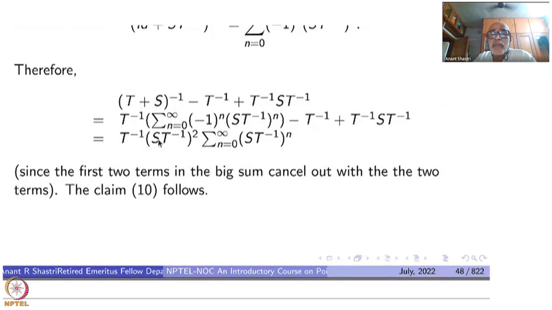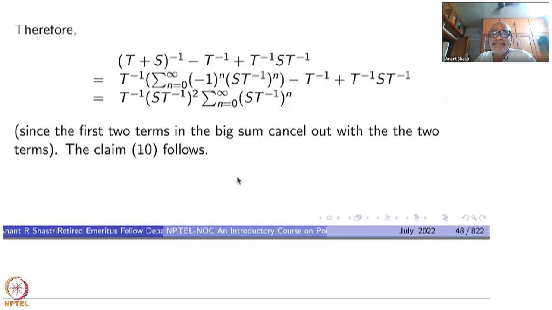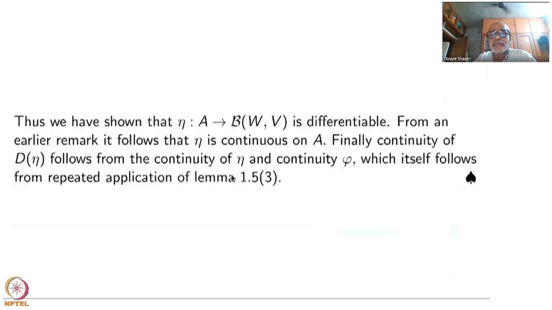Only one norm S comes in the square term, one cancels out, the other one remains. The rest of them is bounded. As norm S tends to 0, this is 0. Okay. So we have shown that eta is differentiable. From an earlier remark, it's continuous. I've already told you, I'm repeating it.